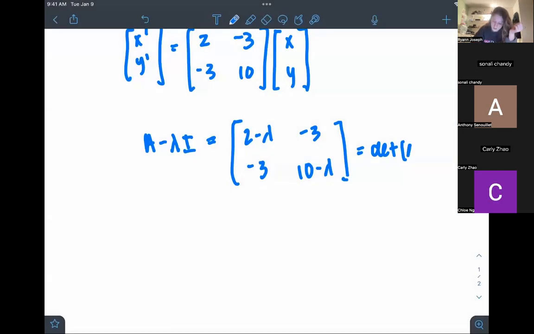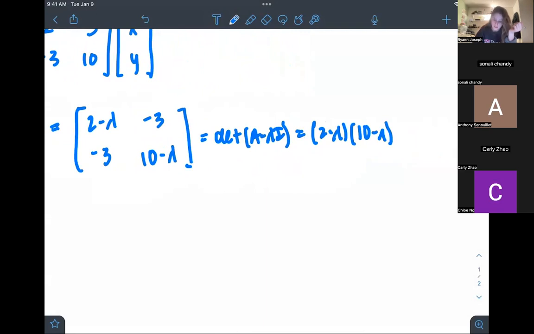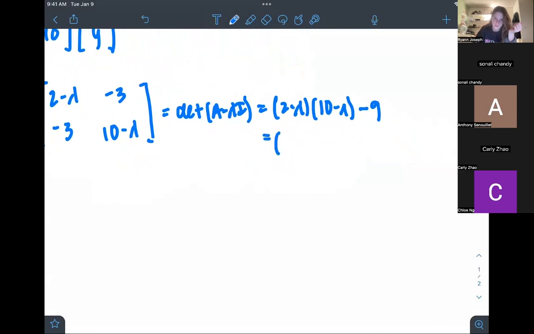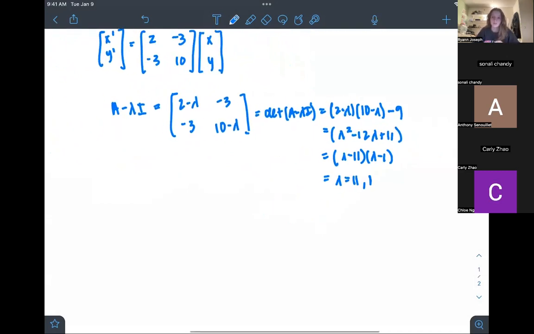Okay. Then we've got 2 minus this, 10 minus this, minus 9, which is equal to this. Sorry, I'm just saving a little bit of time by showing what it's supposed to become. All right, our eigenvalues are 11 and 1. I didn't go through that because solving for eigenvalues is pretty rudimentary at this point.